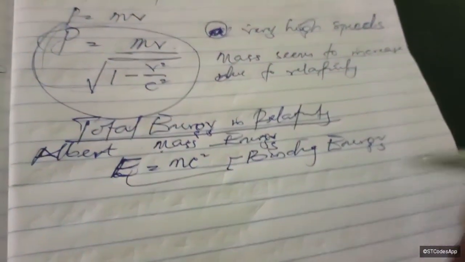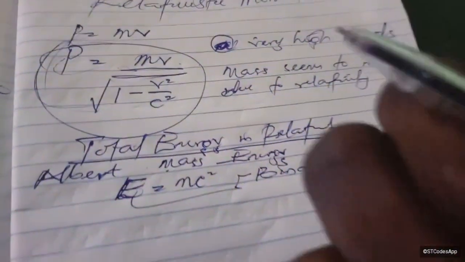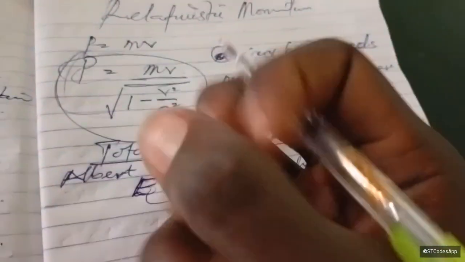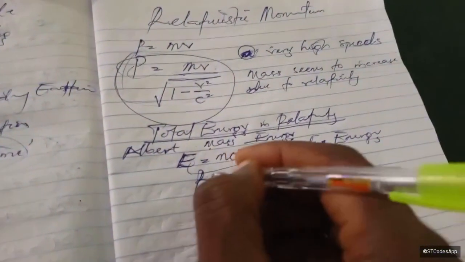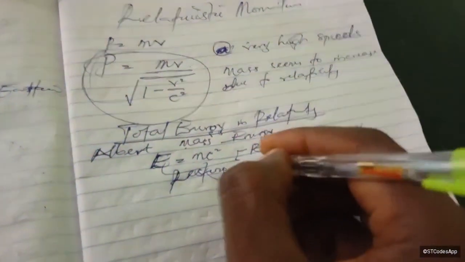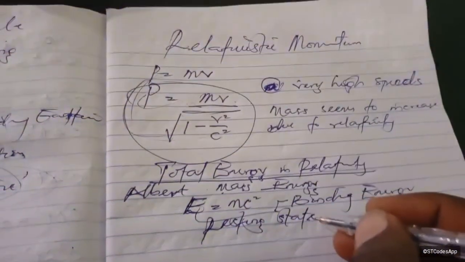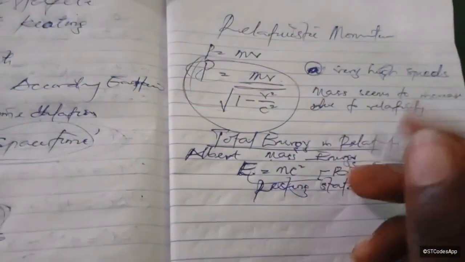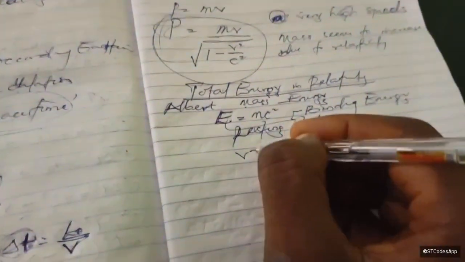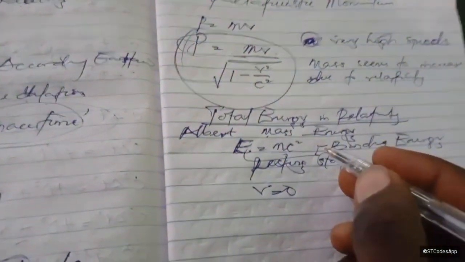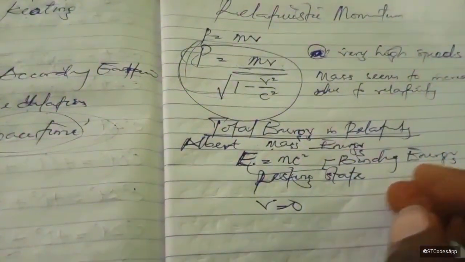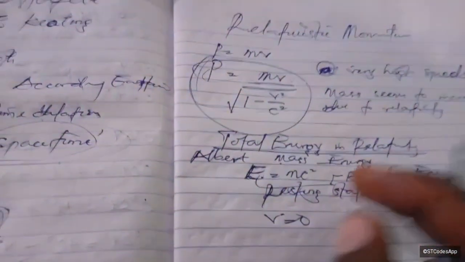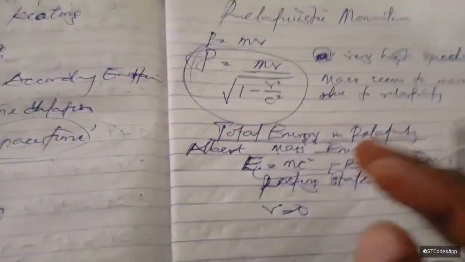Binding energy is basically the energy that is required for all the atoms inside a particular substance to hold each other together. But this case is the resting state of matter. Matter in the resting state only has E equals mc squared. So at this place we say that velocity is equal to 0. But when a body is accelerated from rest, it's going to gain kinetic energy.